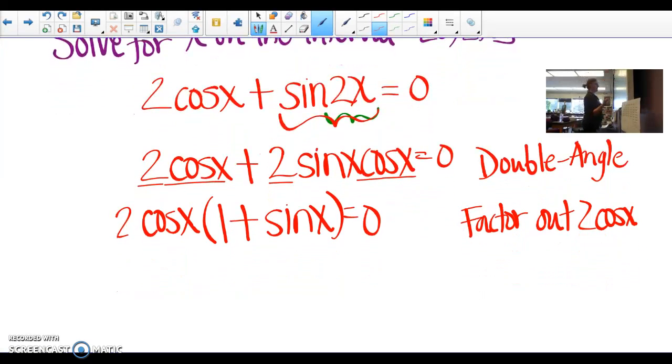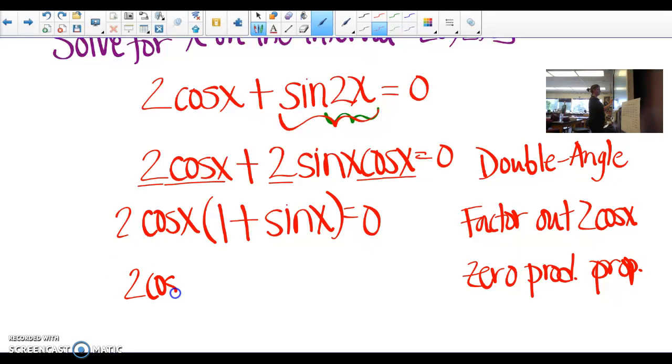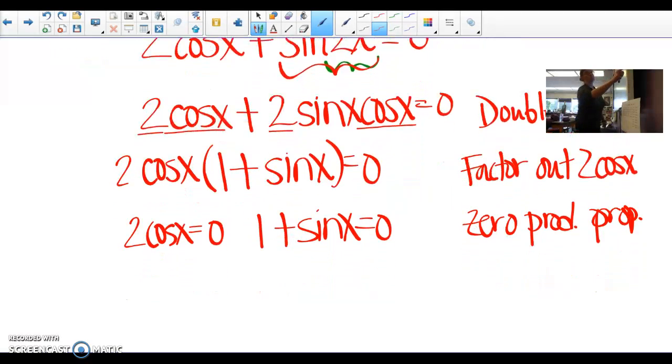And now what we're going to do is use the zero product property and set each of these factors to 0. So 2 cosine of x equals 0, and 1 plus sine of x is equal to 0. And I'm going to solve both of those equations. So dividing by 2, I get cosine of x is 0.